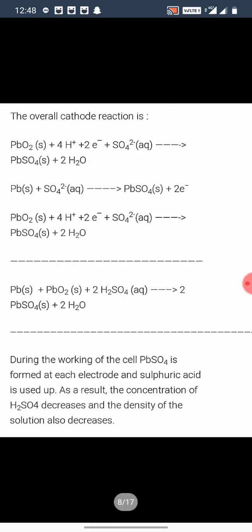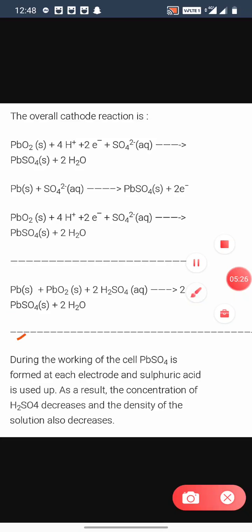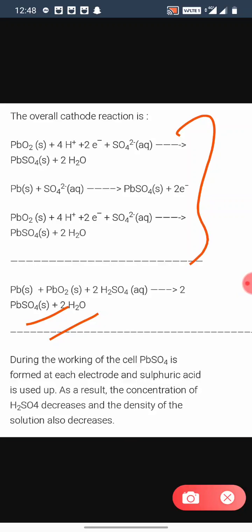Now this Pb2+ will combine with sulfate again to form PbSO4. So you can see that both at anode and cathode we are getting PbSO4. And the overall cathode reaction is mentioned here. Now please children, don't worry about these reactions. If you cannot remember these reactions, you can simply remember the overall reaction which occurs at cathode. So during the working of the cell, PbSO4 is formed at each electrode and sulfuric acid is being used up. So obviously the density of sulfuric acid will reduce after some time.